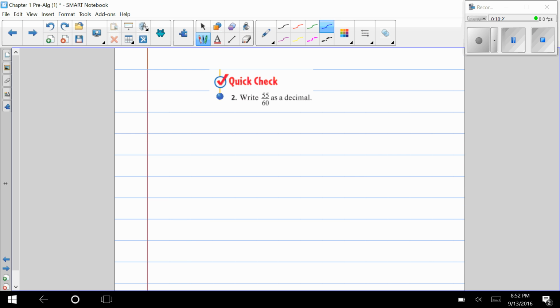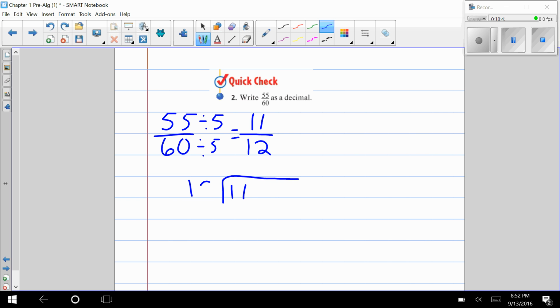So we're going to write 55 over 60 as a decimal. Let's reduce it first. I know that 5 goes into both of these. I'll get 11 over 12. Let's divide. 11 divided by 12. Add my 0, my decimal, my extra 0. 12 goes into 110 how many times? I think 9. 9 times 12 is 108. I subtract, and I have 2 left over.